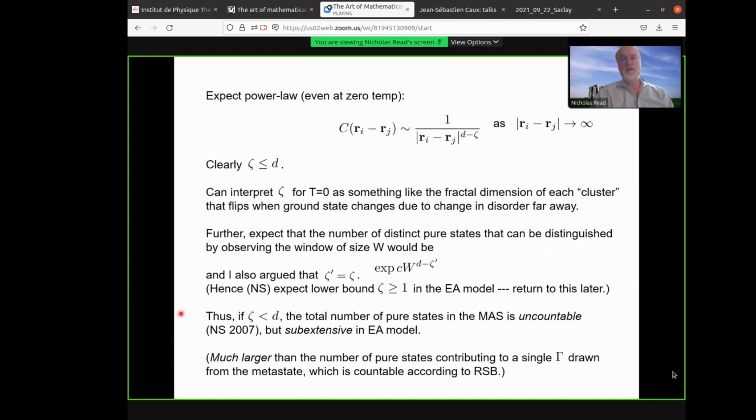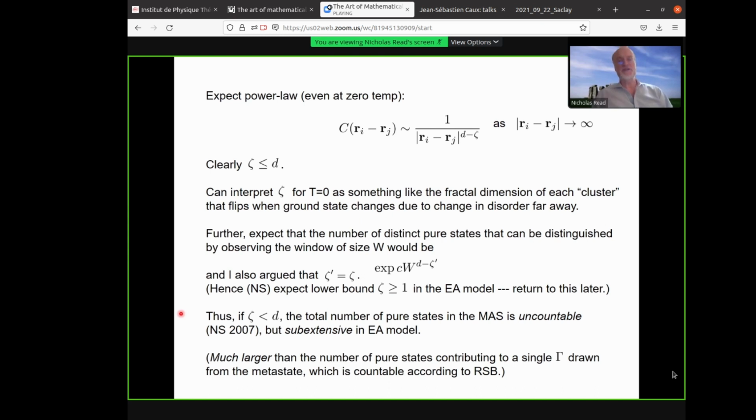And so then we can define this exponent. Well, d minus zeta is the decay exponent, and we can define zeta in this way. And this can be thought of as related to some sort of fractal clusters that are flipped, at least for ground states, between different ground states. And so in this kind of picture, we would expect an exponentially large number of distinct pure states that we can see in a window of size W. And that may go as exponential of some power of W.